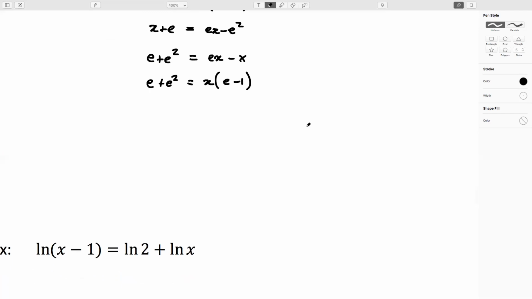And now we're almost done. We just need to divide by e minus 1. So e plus e squared divided by e minus 1 equals x. And then x is equal to 5.88.